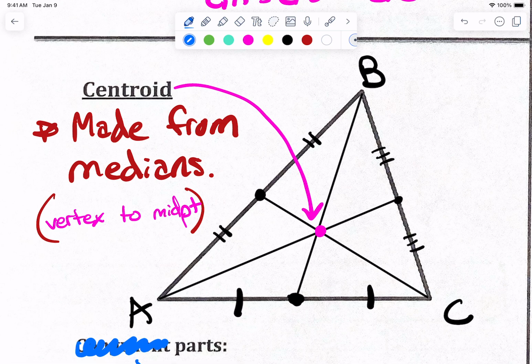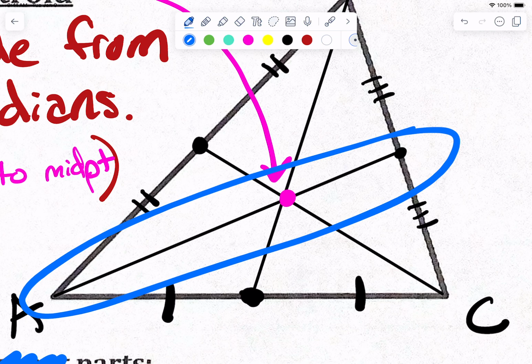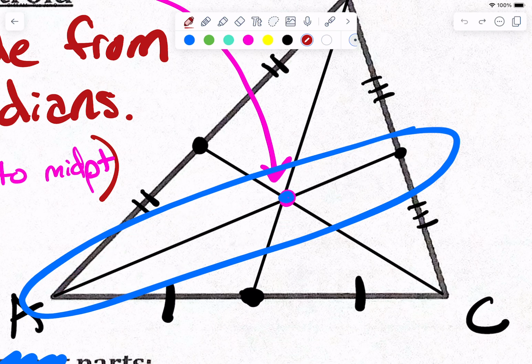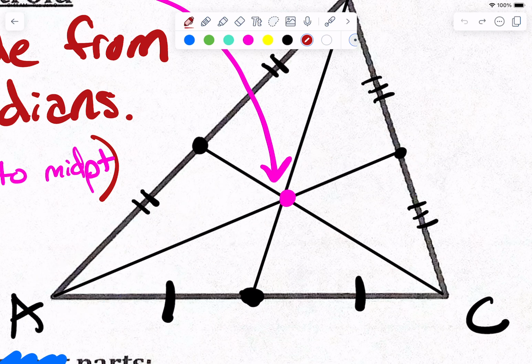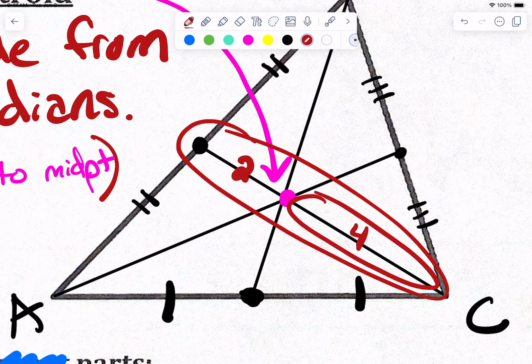Are you ready for this? Each median, I'm going to focus on this one right here, the one that goes straight across. Each median has that centroid in the middle of it. It separates it into 2 pieces, right? This piece and this piece. You see that? Those are obviously not the same length. But what is always true is that the longer one is double what the shorter one is. Always. So let me go to this other one, the one that goes this way. If this is 2, this is going to be 4.